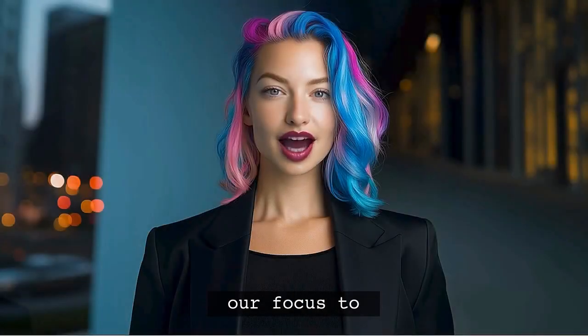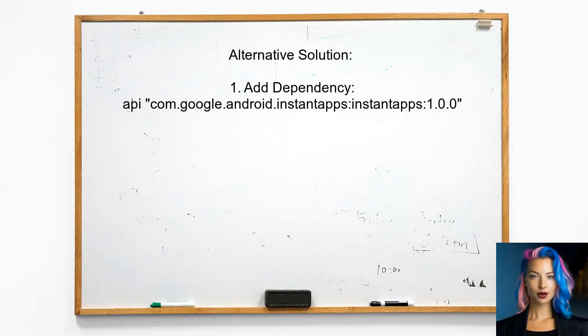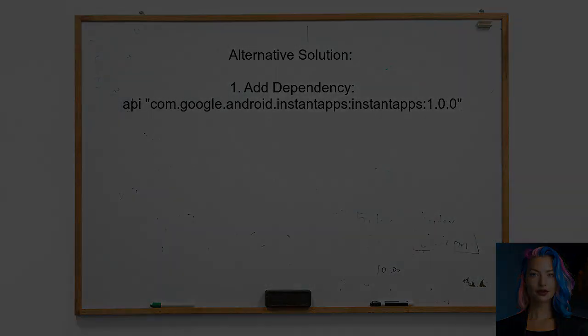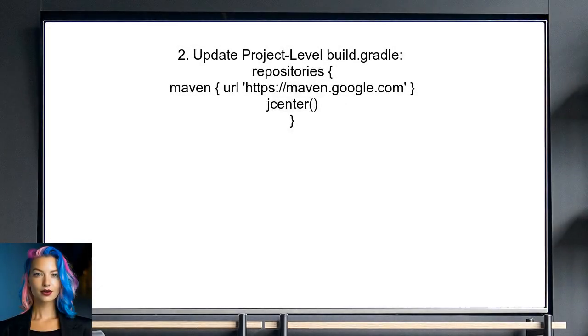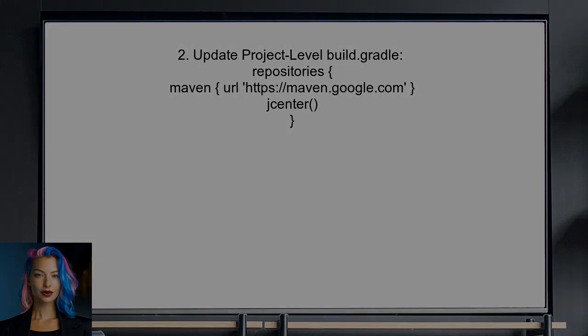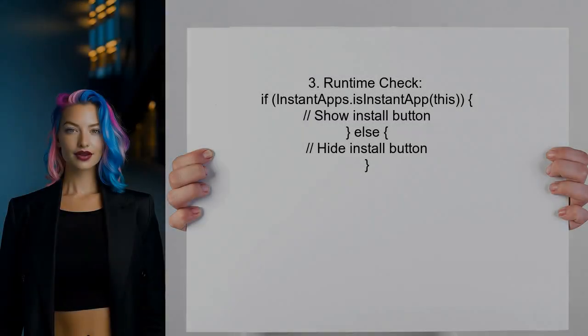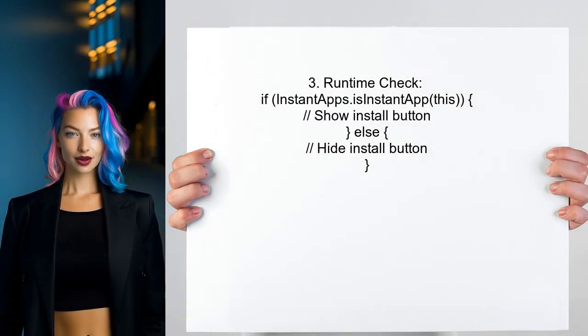Now, let's shift our focus to a different response. One alternative solution is to check if your app is an Instant App or an installed APK. First, you need to add a specific dependency in your feature module's build.gradle file. Next, ensure your project-level build.gradle is set up correctly with the necessary repositories. Finally, at runtime, you can use the Instant Apps API to determine the app type. If it's an Instant App, you can show an install button, otherwise you can hide it.